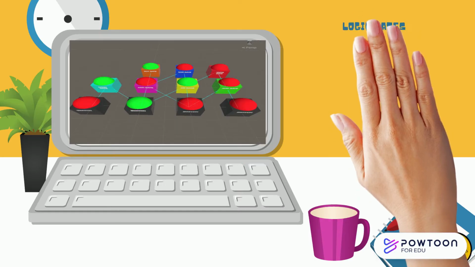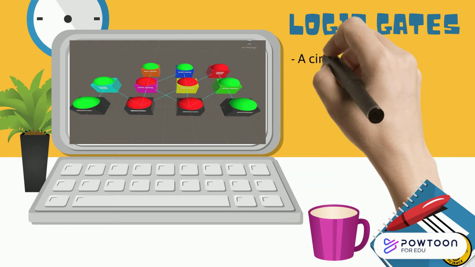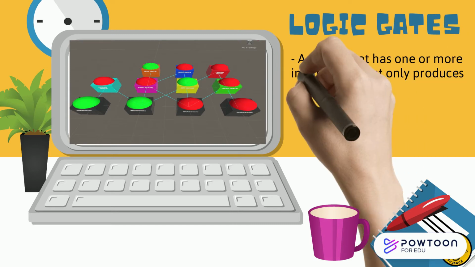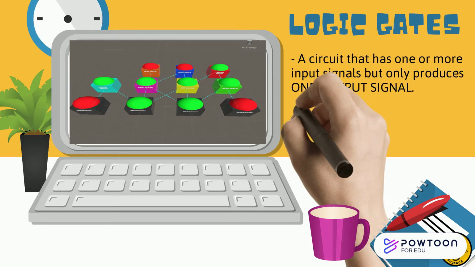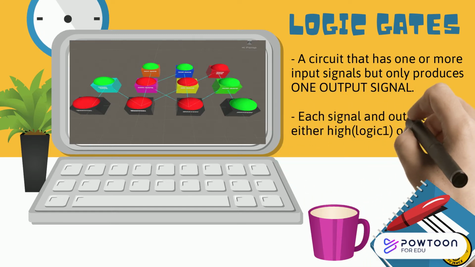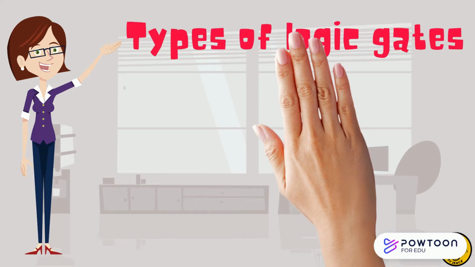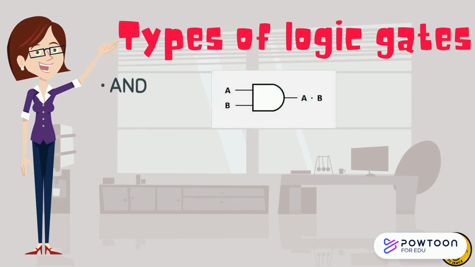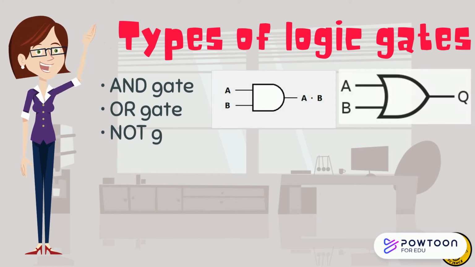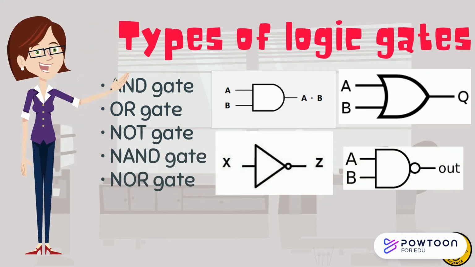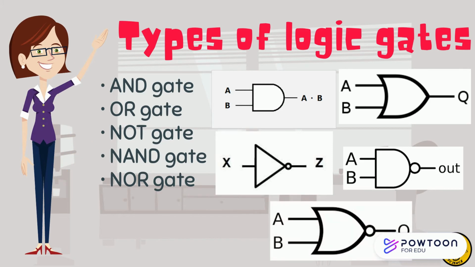Let's move on to logic gates. A logic gate is a circuit that has one or more input signals but only produces one output signal. Each input signal and output can either be high or low. Types of logic gates: AND gate, OR gate, NOT gate, NAND gate, NOR gate.